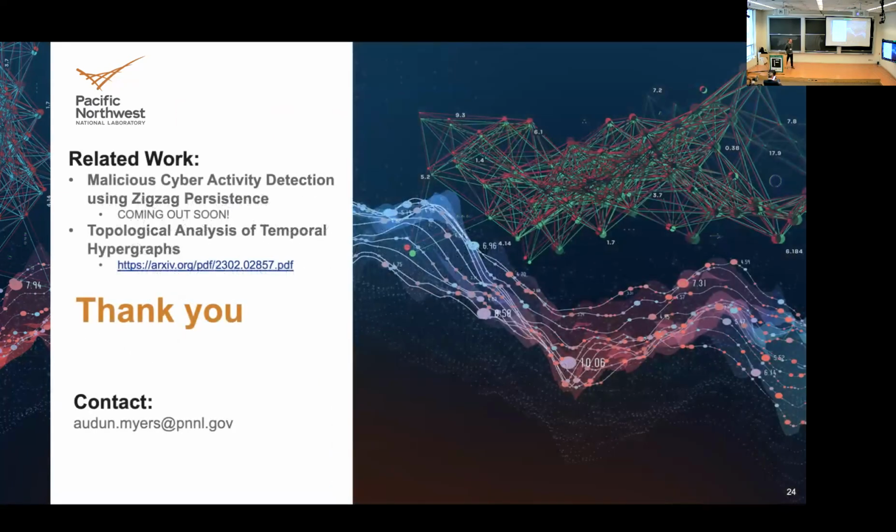So for related work, of course, there's this paper on topological analysis of temporal hypergraphs. There's also a subsequent paper, malicious cyber activity detection using zigzag persistence, which will be coming out soon, where we apply the autoencoder for this detection.